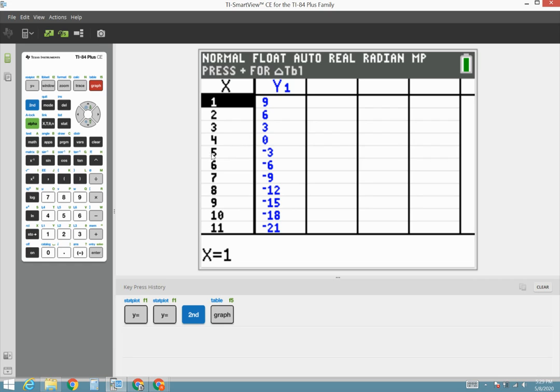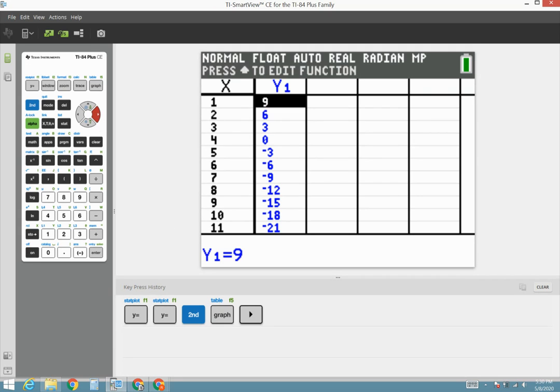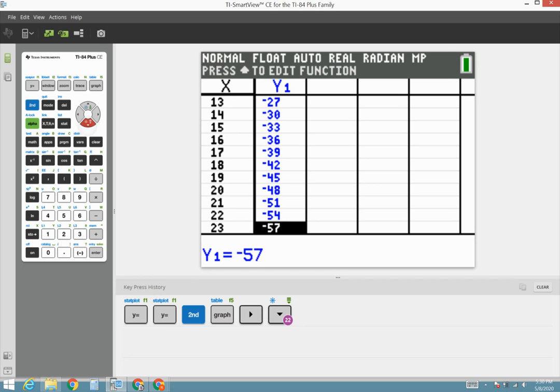If they want, let's say, the 50th term, I can click down till I get to the 50th term, which is going to take me a while. Or I can use this to check my work too. So the 50th term is negative 138. So that's one way that I can use my graphing calculator to help me with sequences.